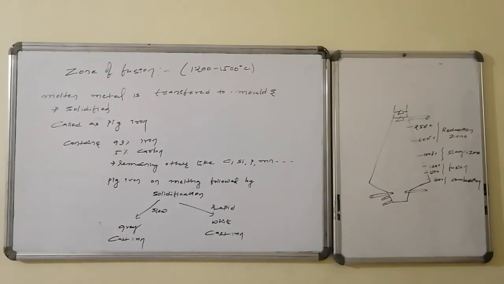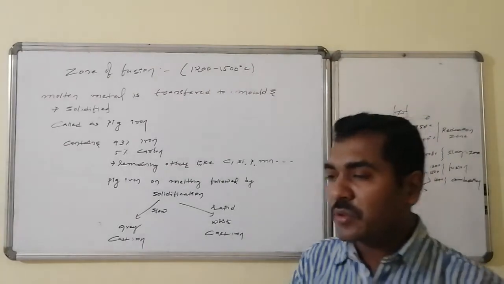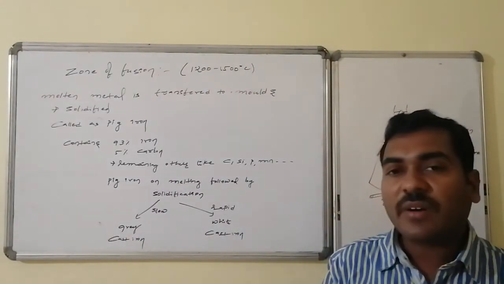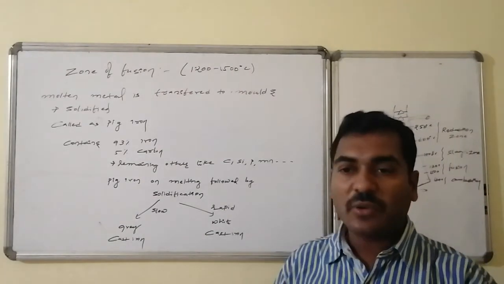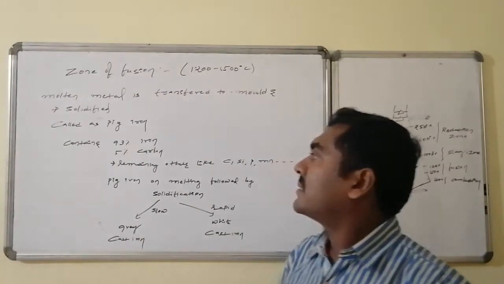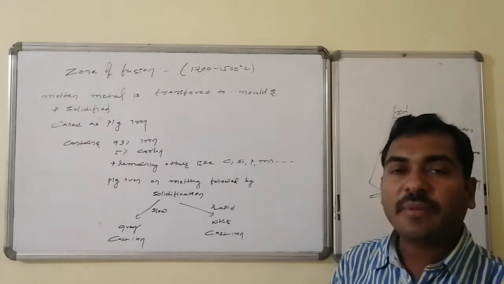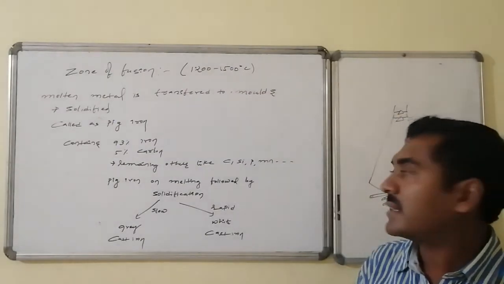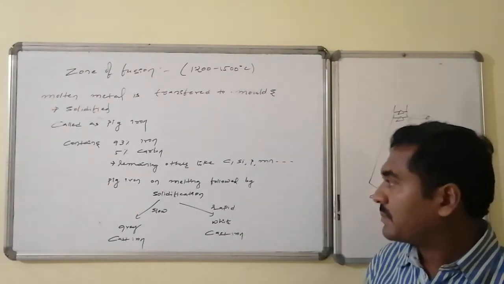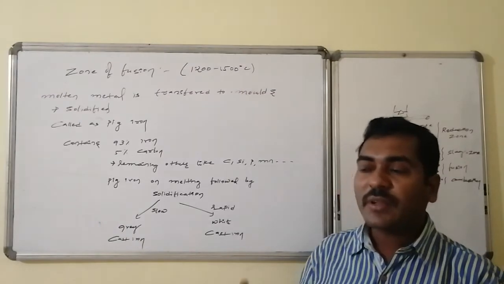The molten metal which is collected at the bottom of the blast furnace is transferred to the moulds and allowed to cool. On solidification it forms iron, and that iron, the molten metal present in the blast furnace, is said to be the pig iron. This pig iron contains 93% iron, 5% carbon and the remaining others like silicon, phosphorus, sulfur, manganese etc. are present.